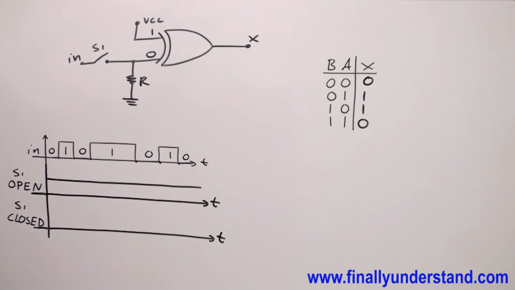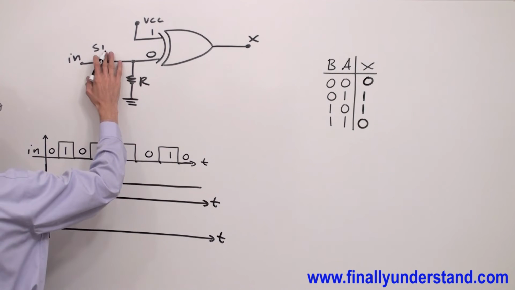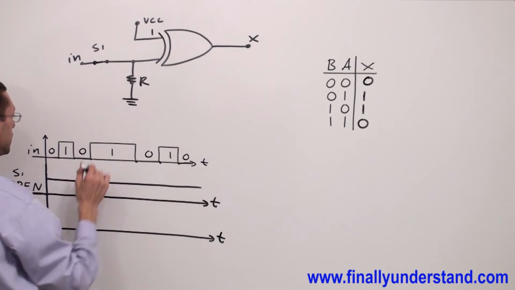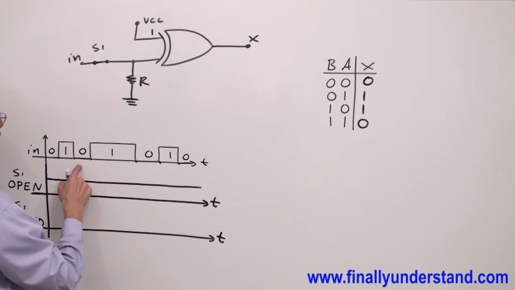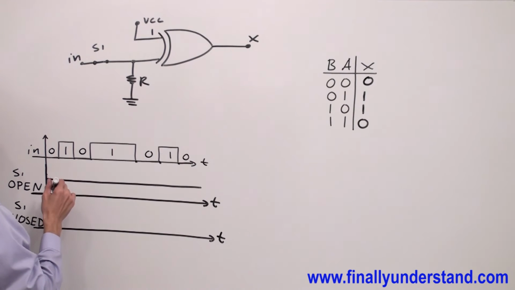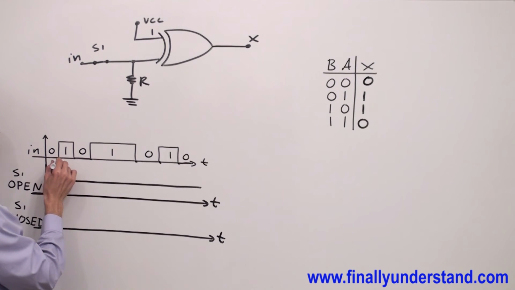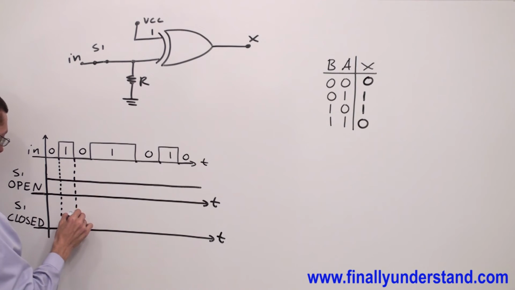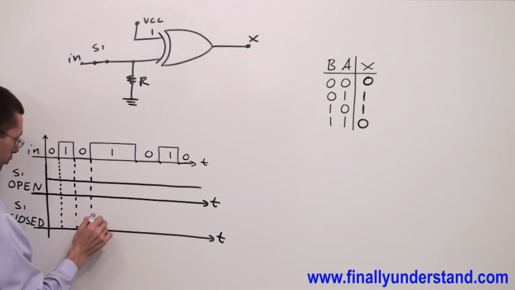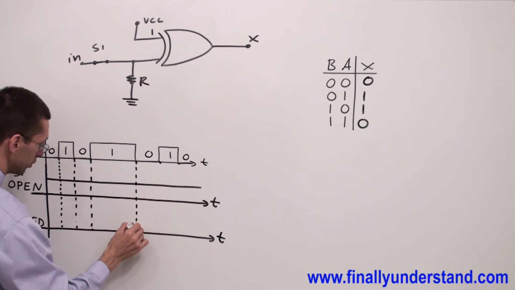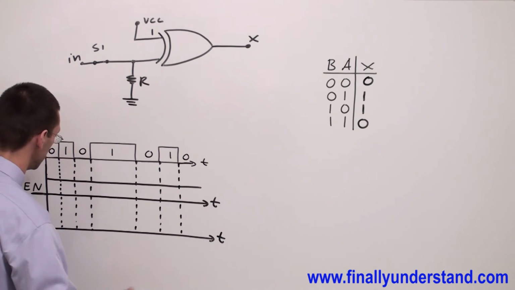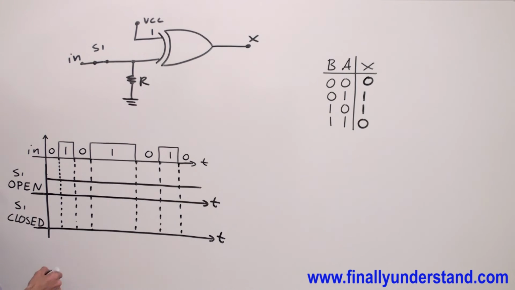Next, I'm supposed to close the switch and apply the input signal to the gate. Now, we're supposed to draw the dash line at every single transition of my input waveform. We're supposed to draw the dash line at every single point when you notice the change. And next, we're supposed to perform the analysis.